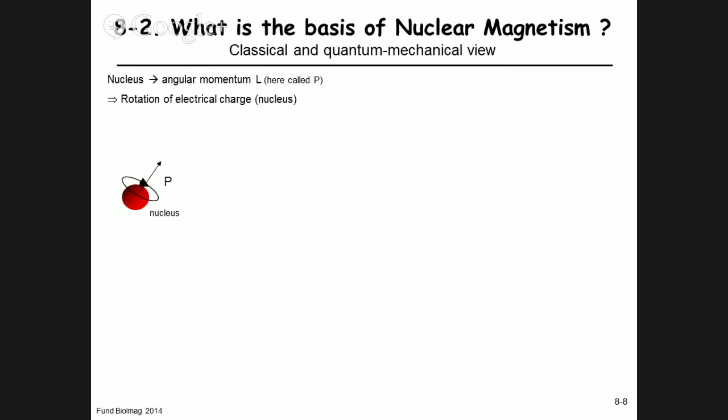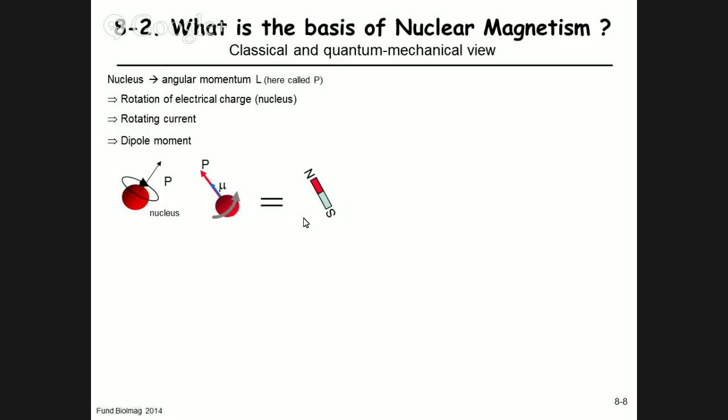An object that has an angular momentum will rotate. If you think of the nucleus as a sphere that's positively charged that rotates, then at the surface you have moving charge, and if you have moving charge, you have a current. So you have a ring current like this, then you produce a magnetic dipole moment. That would be in blue here, and we call it mu. So rotating current gives us a dipole moment. So a nucleus with an angular momentum can have a dipole moment.